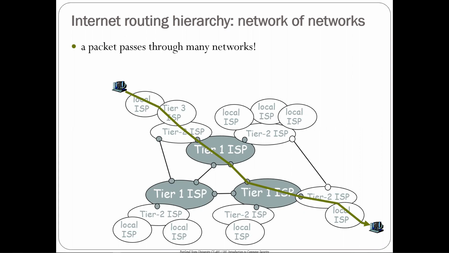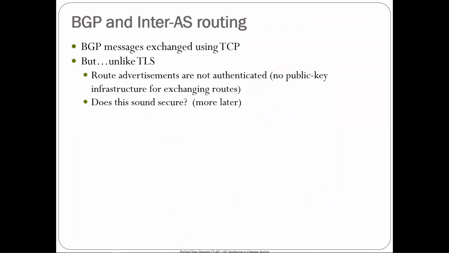Okay, so let's talk about BGP and the inter-AS setting. The thing I want to talk about is that BGP messages are exchanged using TCP. And as it turns out, when we designed BGP, we didn't build in authentication. So this is not like TLS. The route advertisements that these border routers are sending to each other are not authenticated. There's no public key infrastructure for setting up a router. It was impossible to do before we started routing itself. It's only later on.